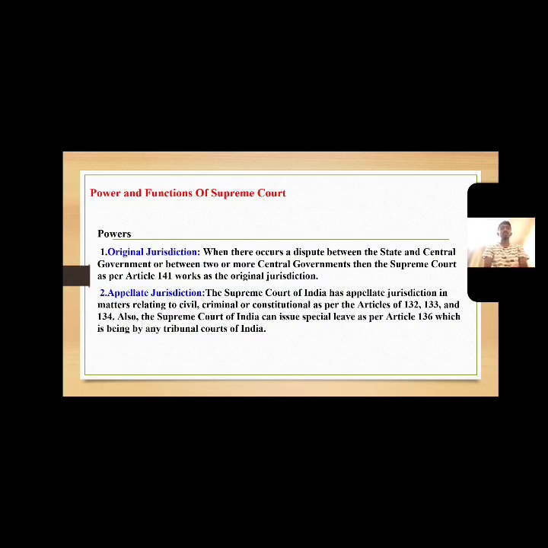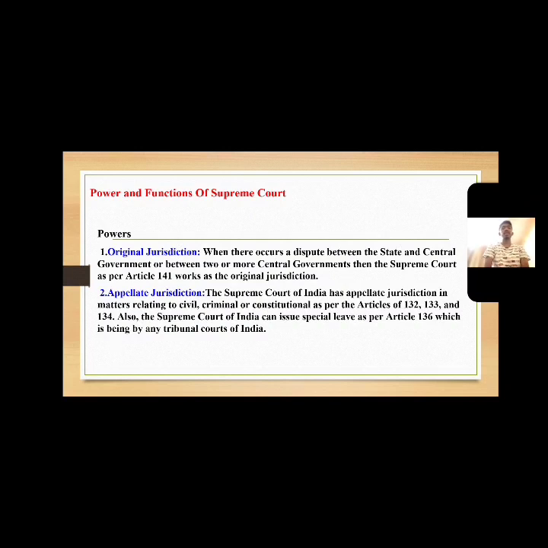The second one is the appellate jurisdiction. The Supreme Court of India has appellate jurisdiction in matters related to civil, criminal and constitutional cases as per Articles 132, 133 and 134. Also, the Supreme Court of India can issue special leave as per Article 136, against tribunals and courts of India. These are the two.